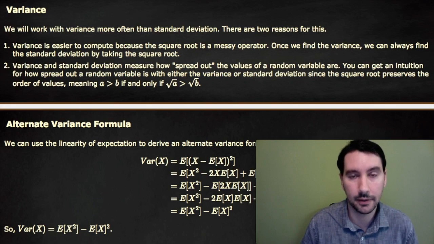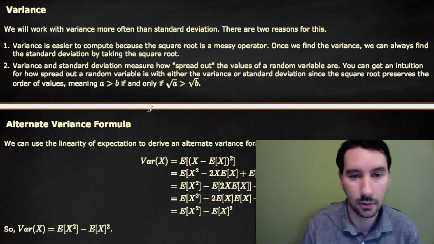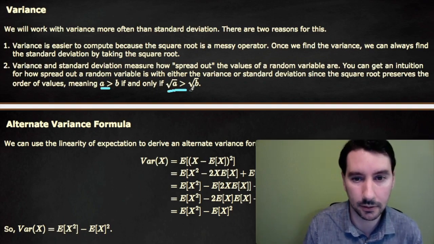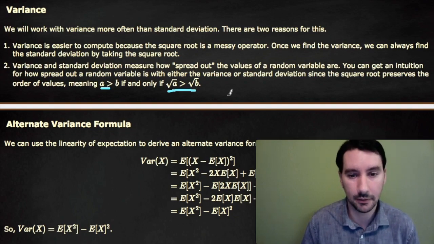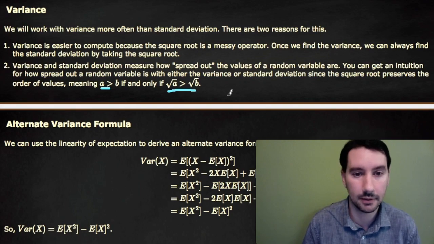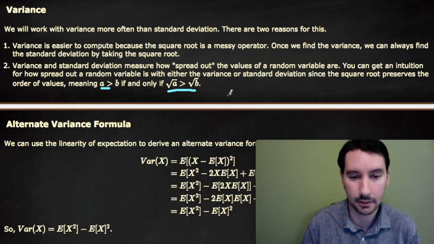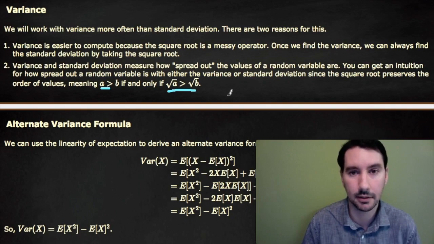And both of the values will tell you just how spread out things are just as well, because they preserve order, right? If a is bigger than b, then the square root of a is bigger than the square root of b. So if something has variance 7 versus variance 5, we can compare that just as well as we can compare the square root of 7 standard deviation to the square root of 5 standard deviation. There's not really a benefit in taking the square roots and making the numbers more complicated when we can compare the variances just as well.